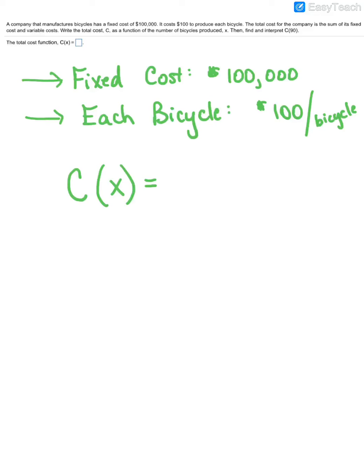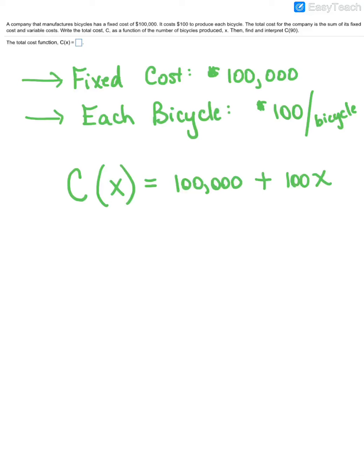And so in this case, we'll just start with our fixed cost. We know we're paying $100,000 even if we don't manufacture any bicycles. That's the fixed cost. Plus, for each bicycle we produce, it's costing us $100. So it was $100,000 on the fixed cost, $100 per bicycle. We don't know how many bicycles we're producing, but they told us to represent that by X. So that would be my cost function.